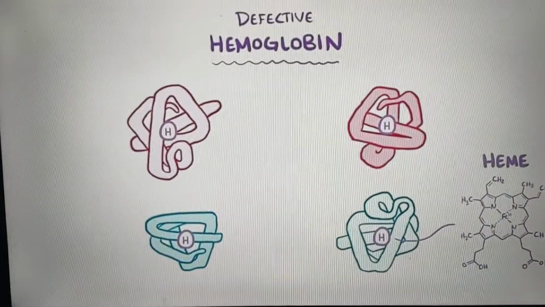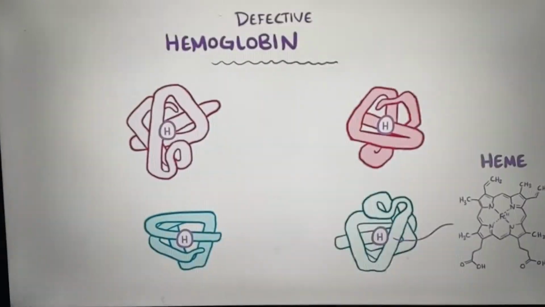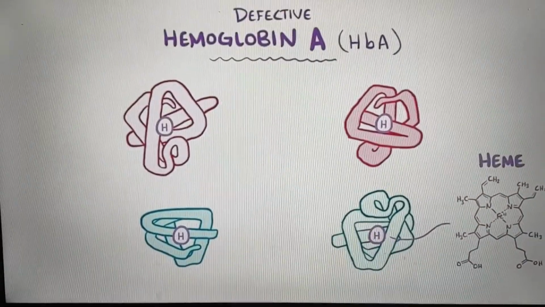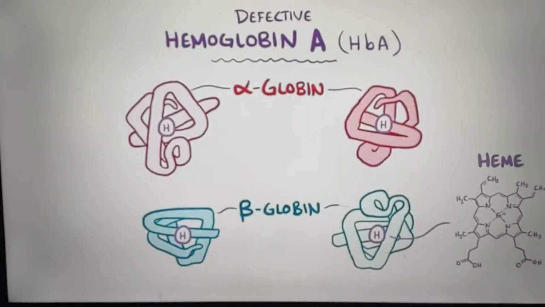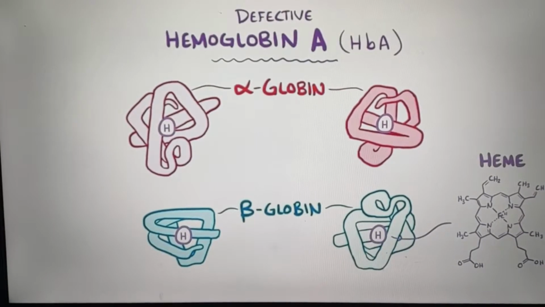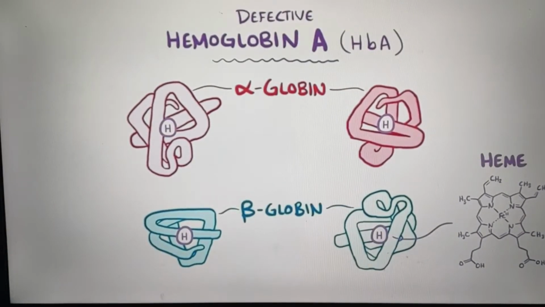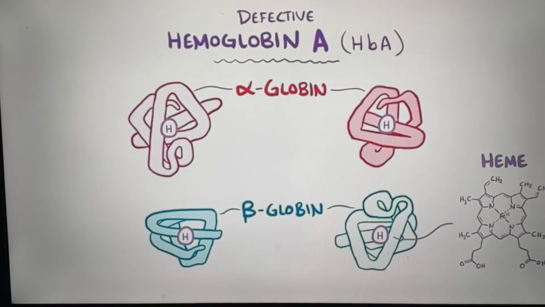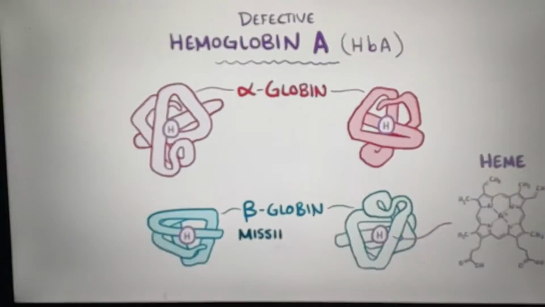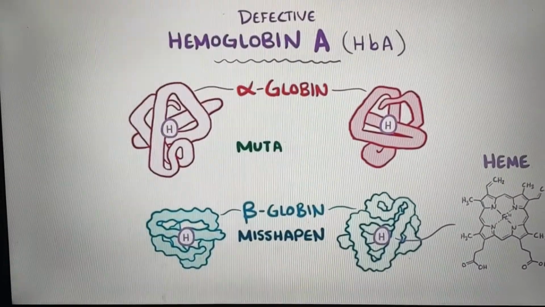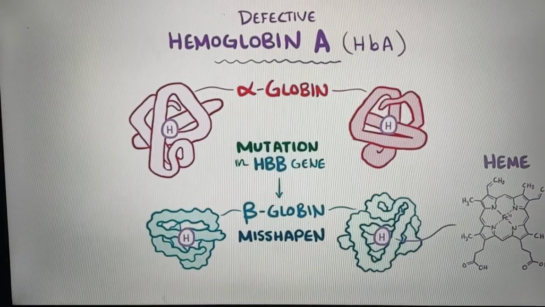Different hemoglobins have different combinations of these chains. Hemoglobin A, or HbA, is made up of 2 alpha globin and 2 beta globin peptide chains. This is the primary hemoglobin affected in sickle cell. Specifically, the beta globin chains end up misshapen. This is because of a mutation in the beta globin gene, or HBB gene.